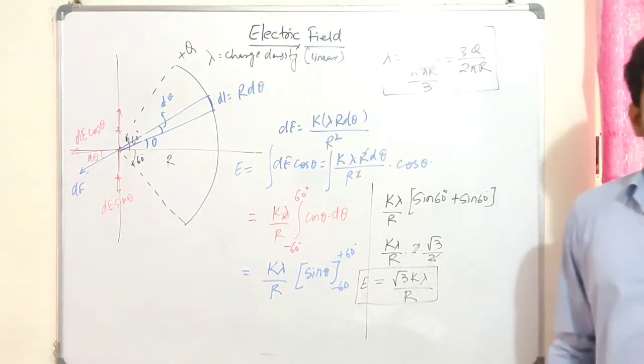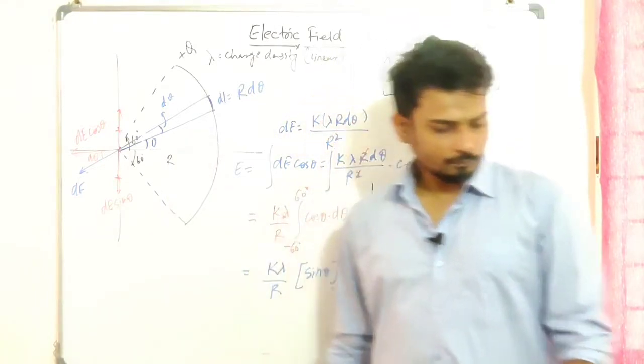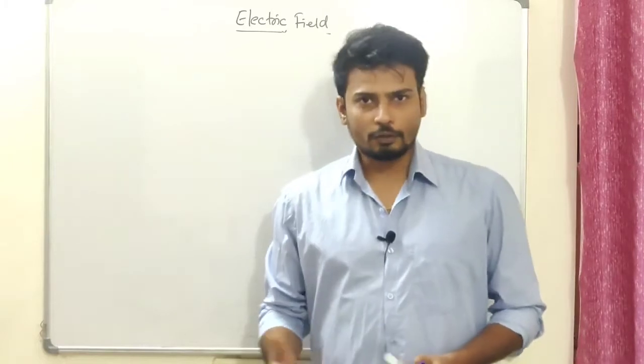Now let's quickly go to the next part and see what happens if we have just a quarter of the ring, right? Okay. Alright then, now let's say the electric field at the center when we have the quarter of the ring.